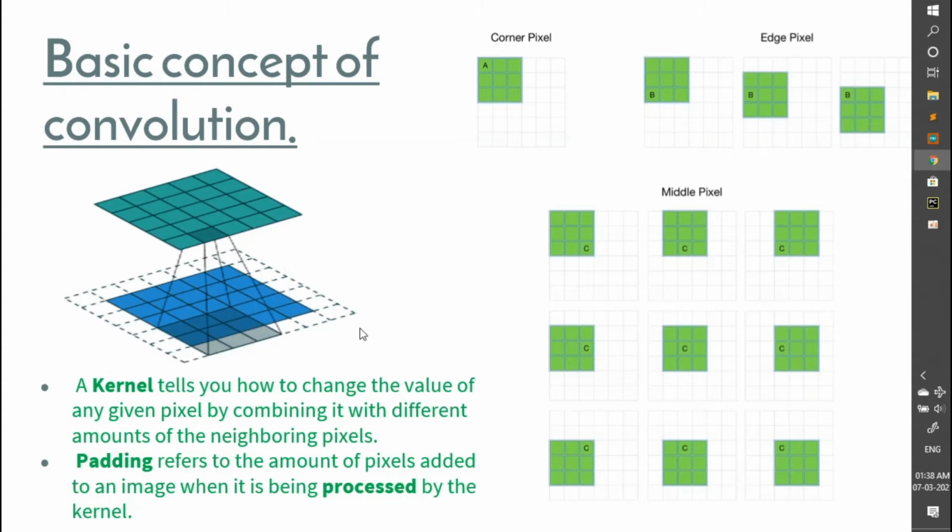To overcome this problem, we use the concept of padding. As you can see, there is a gray border being added. In padding, we add a layer of zeros around our images so as to avoid the problem we see.